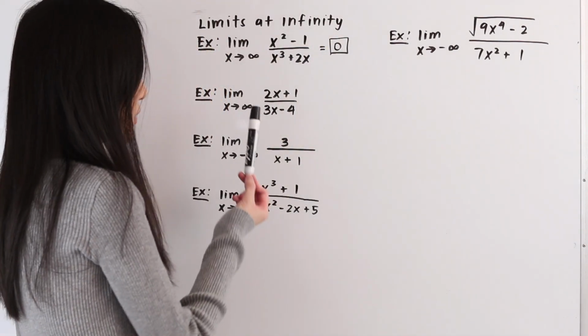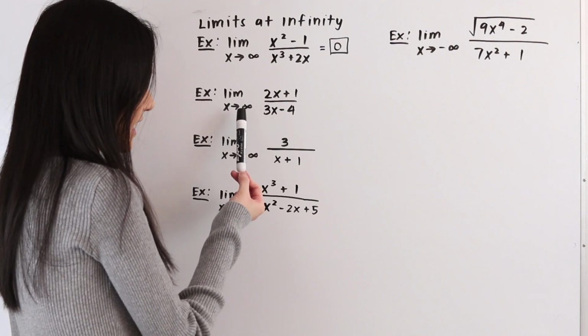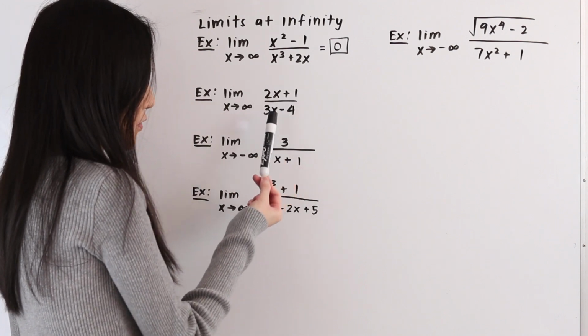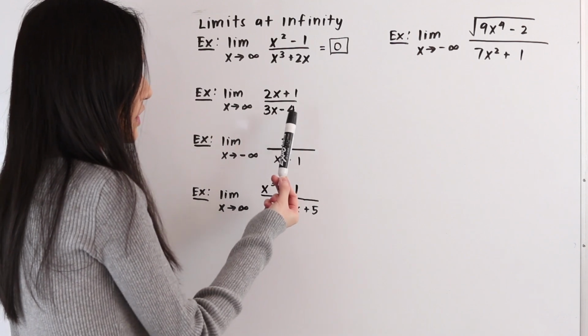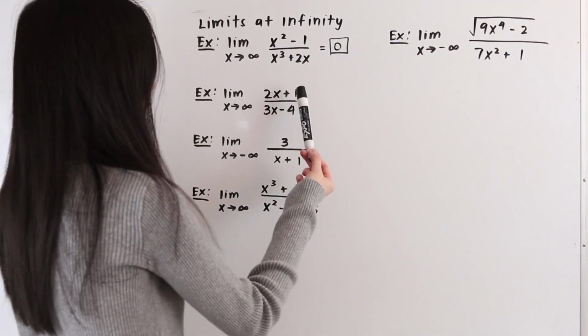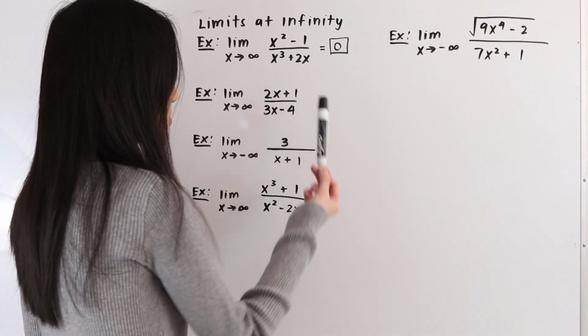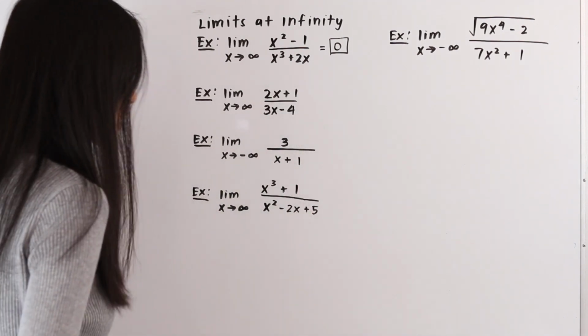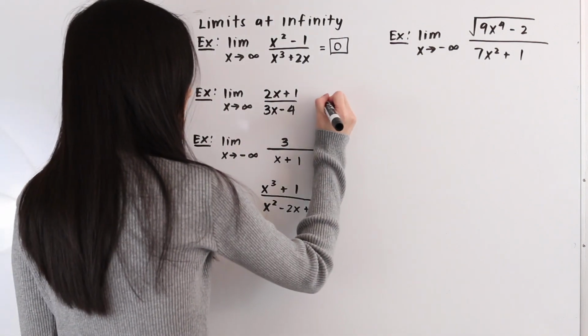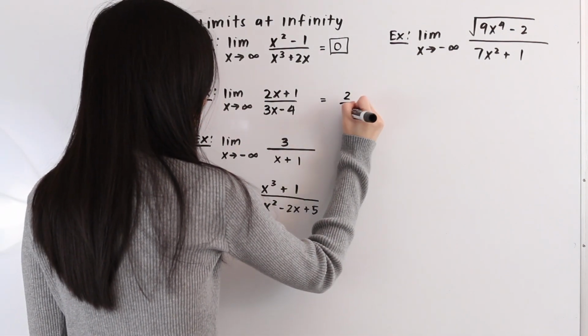In this next example here, we have the limit as x approaches infinity of 2x plus 1 over 3x minus 4. And so in the denominator we have a polynomial of degree 1, and in the numerator we have a polynomial of degree 1 as well. So because the degree of the bottom is equal to the degree of the top, we take the ratio of our leading coefficients, and so we have 2 over 3.